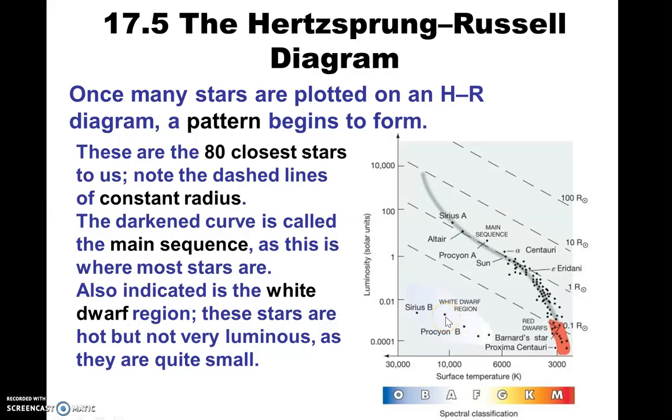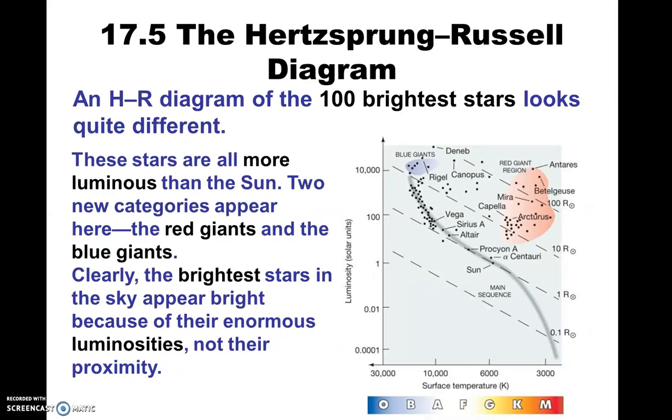Remember, we're almost always going to compare stars to our sun, right? Because that's the star that's closest. That's the star that we know the best. All right, so again, now we're plotting 100 brightest stars. Let's see. So we start to see the giant stars, and then where are they showing the supergiants, or they're not showing that yet. Again, let's see, brightest stars in the sky appear, right, because they have enormous luminosities.